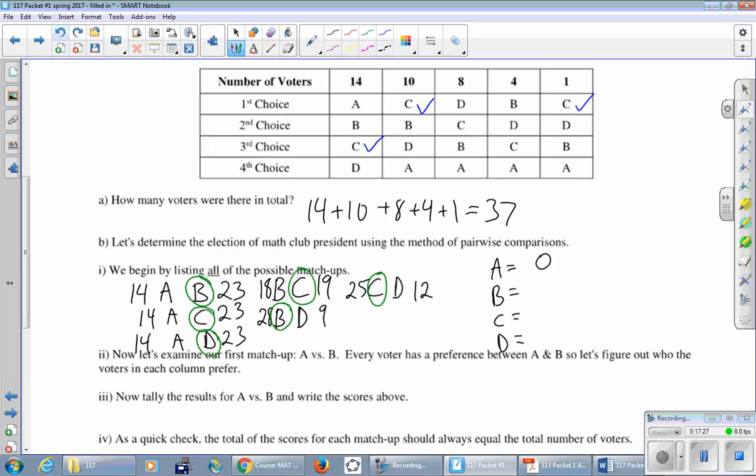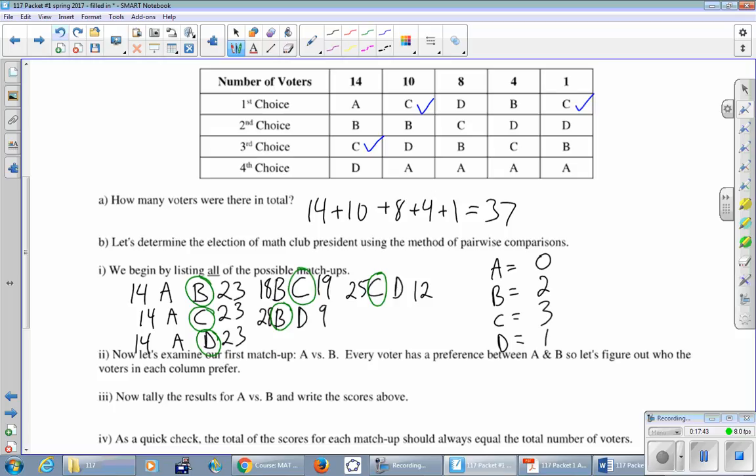How many times did B win? I see B circled twice, 1 point each. That gives 2 points for B. C is circled 3 times, 1 point each. That's 3 points. And D is circled only once, 1 point for that victory.